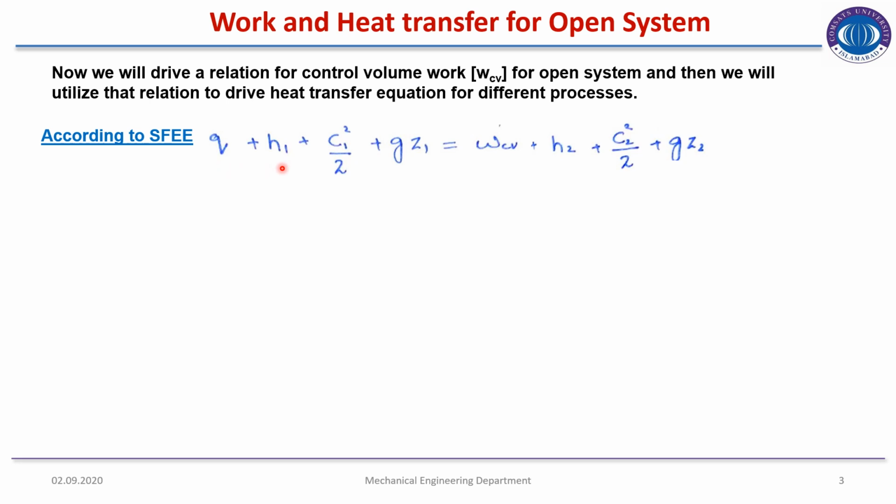H1 is the enthalpy of the fluid at the inlet. C1 square by 2 is the kinetic energy component at the inlet. GZ1 is the potential energy component at the inlet. WCV is the control volume work done. H2 is the enthalpy at the exit, C2 square by 2 is the kinetic energy component at the exit. GZ2 is the potential energy component at the exit.